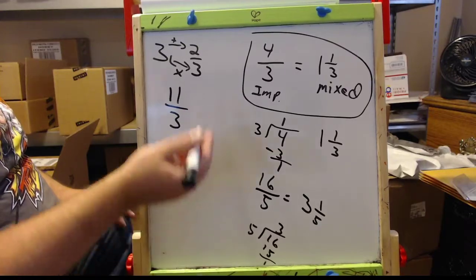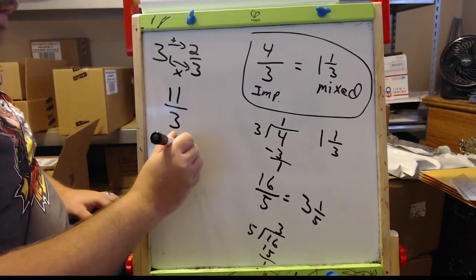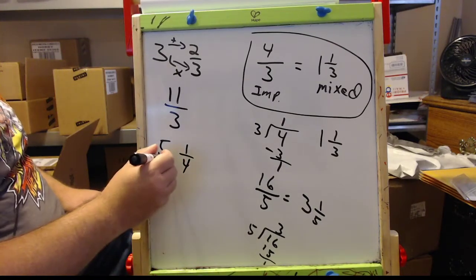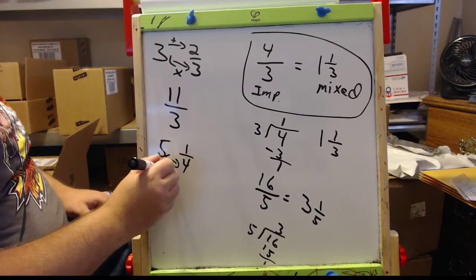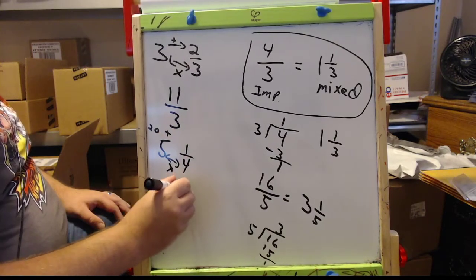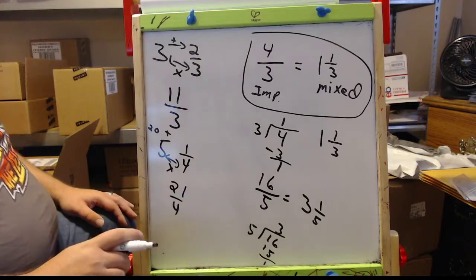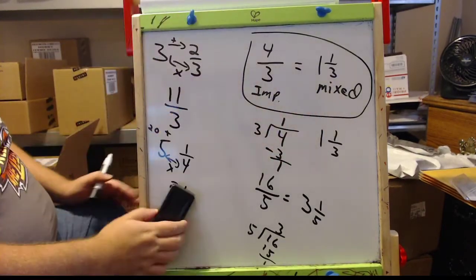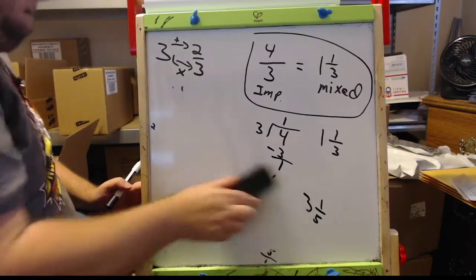Okay, let's do another one. 5 1/4. 4 times 5 is 20, plus 1, 21/4. So that's how to go from a mixed number to an improper fraction.